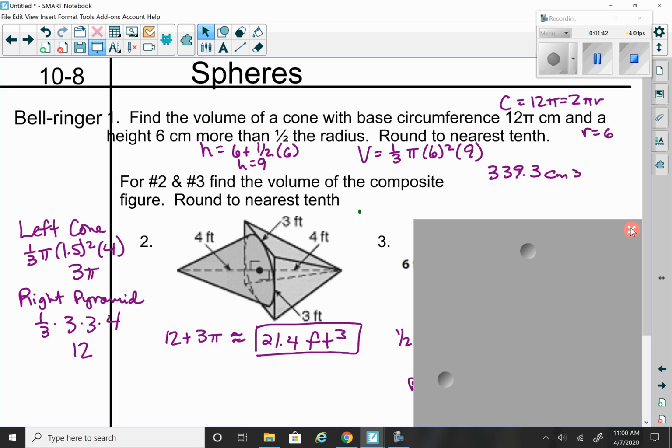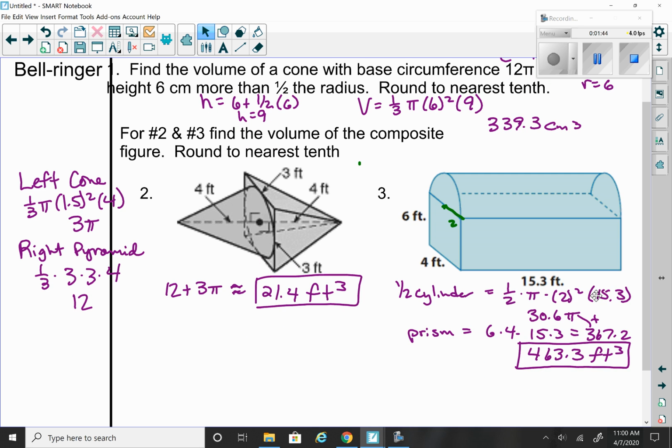And then finally in number 3, my half cylinder, if this whole distance was 4, half of that is 2. That's my radius of my half cylinder. So half of pi r squared h, that's 30.6 pi. And then the prism was easy, just 6 times 4 times 15.3. I got 367.2. Add those two together and get a total volume of 463.3 feet cubed.